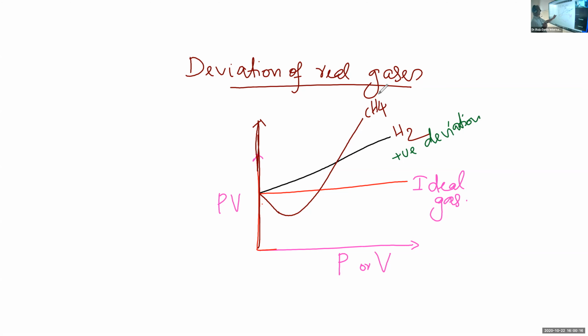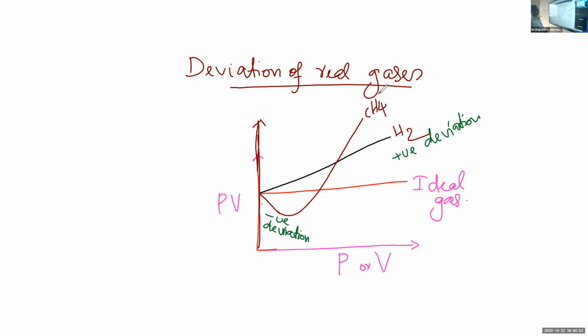Similarly, take methane CH4 or carbon monoxide. In these cases, first the gas shows a lowering in the PV value, and it reaches a minimum and then increases. If there is a lowering in the PV value, then it is called a negative deviation. So first it shows negative deviation, reaches a minimum, and then the value increases, showing a positive deviation.